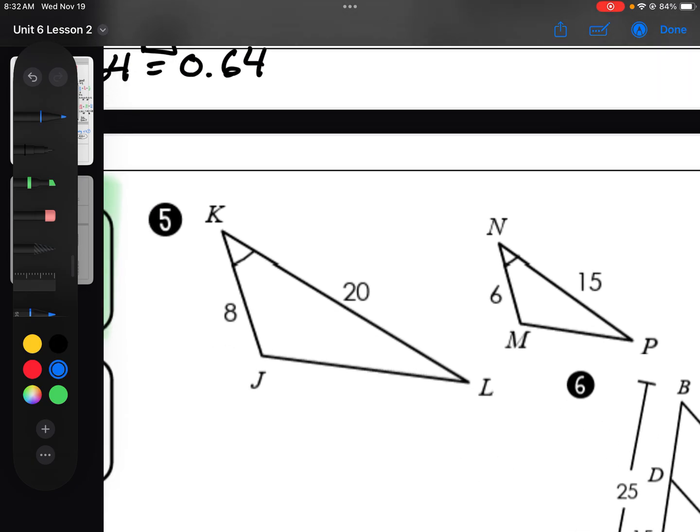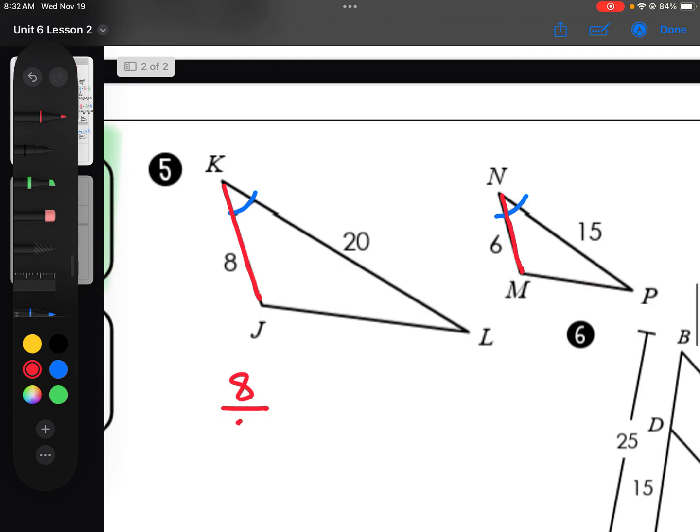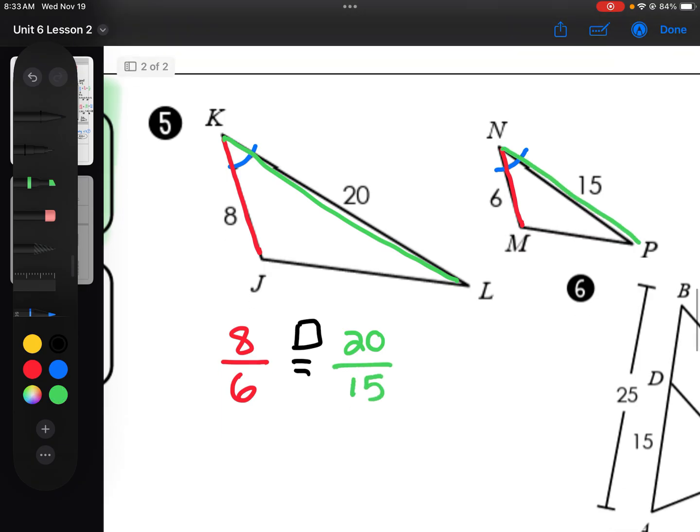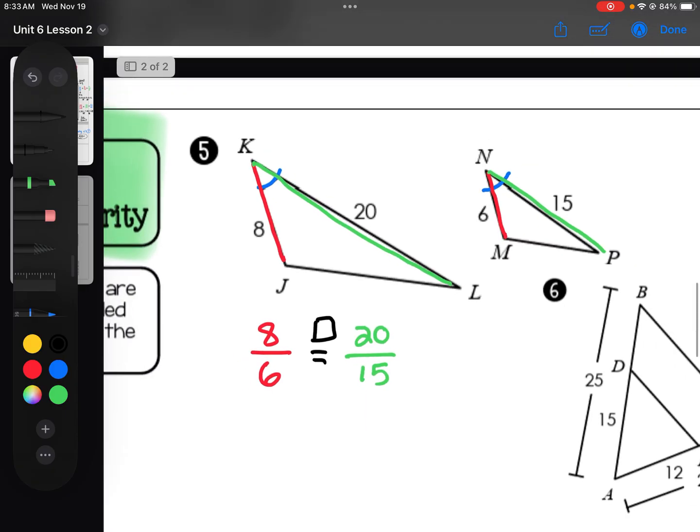I have two triangles. The first thing we notice is that angle K is congruent to angle N. So I'm going to color code and mark those. Also, if it's side angle side, that means the sides that are on the side of the angle or next to the angle need to be proportionate. So I want to set up 8 relates to 6 in the same way that 20 relates to 15. If this relationship is proportional, then we know we have a side angle side similarity.